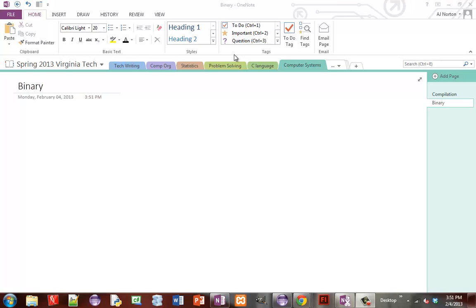Today I want to talk about binary, the binary system. Binary, as you can see, is bi, meaning it has two objects in it, or two ways to classify. In binary you can have ones or zeros. Ones or zeros.